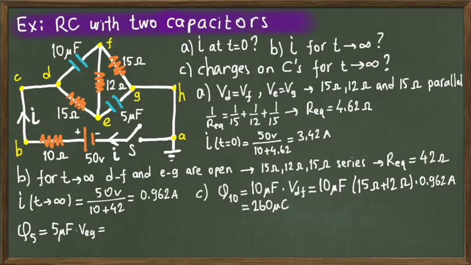You can do the same for the second capacitor to find its charge. In that case, the potential drop from point E to G is just the current value, 0.962, times the total of these two resistors, because they are serially connected now. Let's do that: 5 microfarads multiplied by 12 ohms plus 15 ohms times this value of the current. When you do the multiplication, you find 130, and this will be in microcoulombs.